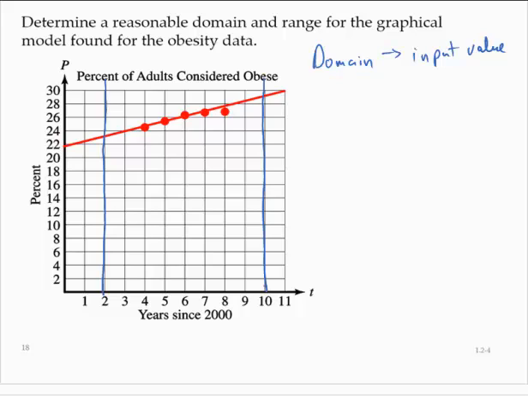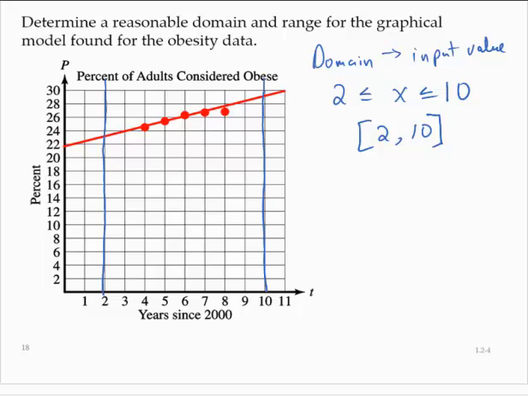If for some reason the outputs, the y values, went into the negative range, or maybe above 100, since we're talking about percentages here, we would be concerned about model breakdown. But for this one, we might say that a reasonable domain would be from 2 to 10, which we can also represent in interval notation as bracket 2, comma 10.